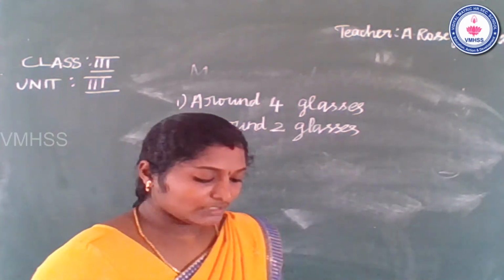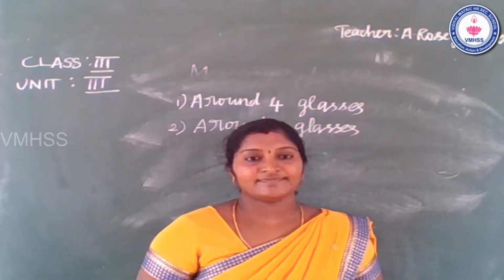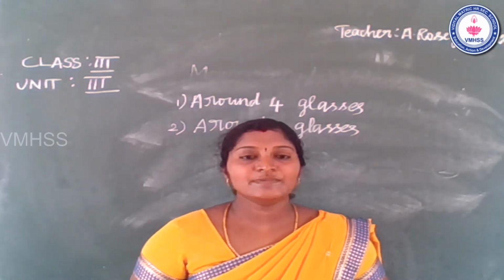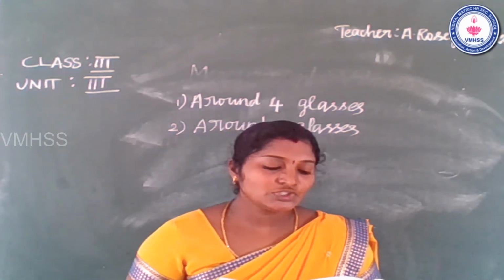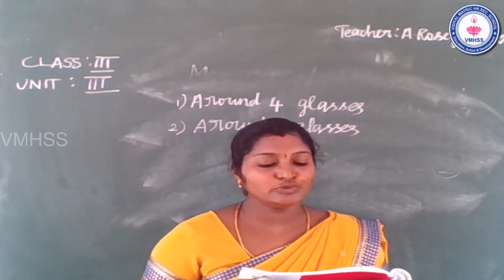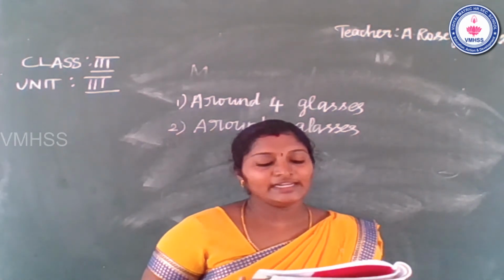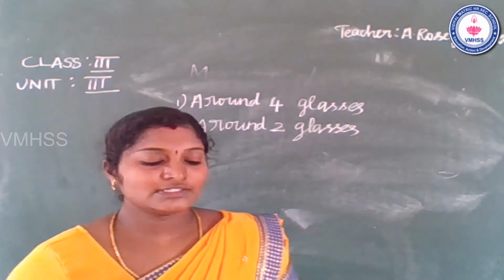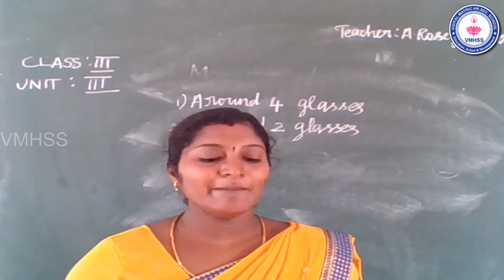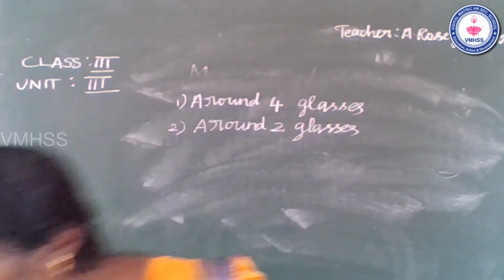Students, please take page number 69. Choose the approximate unit to measure the volume of the following. The first one, the container is a bucket. The unit we use is the mug. Select the mug. The first one, see the board.